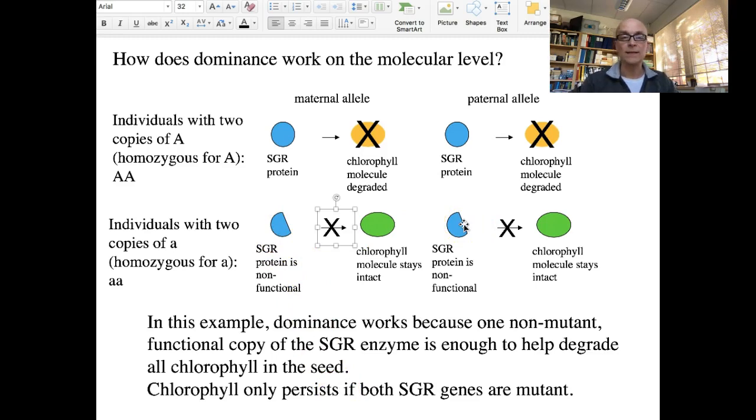And so that's, on molecular level, how the dominance works for the particular gene that Mendel worked with. He, of course, didn't know any of this. He just observed and turned out to make good observations. But now we know the molecular mechanisms for that as well.